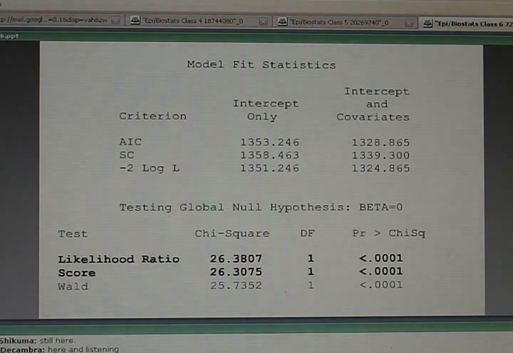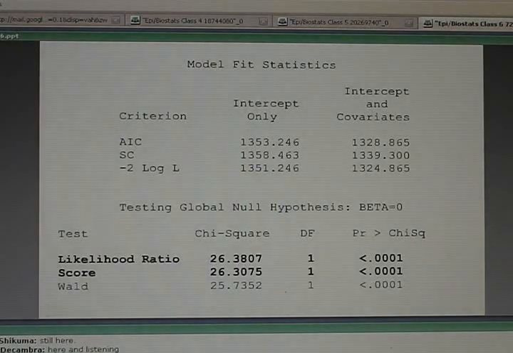This tends to be actually a better test than the score test. It's going to be linked to this number up here, this -2 log L, this model fit statistic. Because if you subtract 1324 from 1351, that's where that number 26.38 comes from. So next week, we're using this -2 log L as a measure of how well our model is fitting a data set.